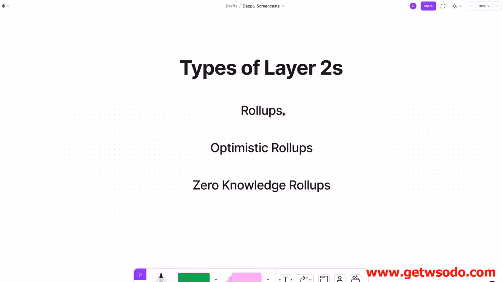And the roll-ups design is very similar to what I showed you a second ago, where you take all the transactions and you batch them up, and then you take the validity of those and you store them back on the main Ethereum chain in a much smaller footprint. Okay, that's really what the roll-up strategy is.